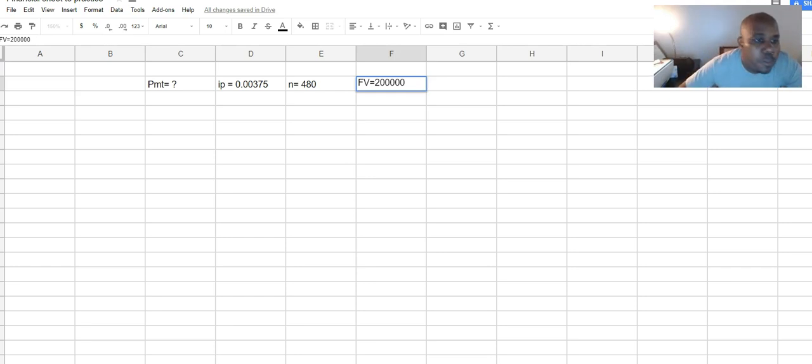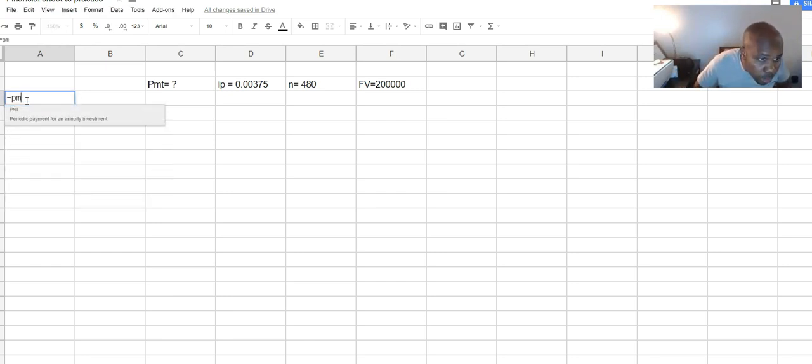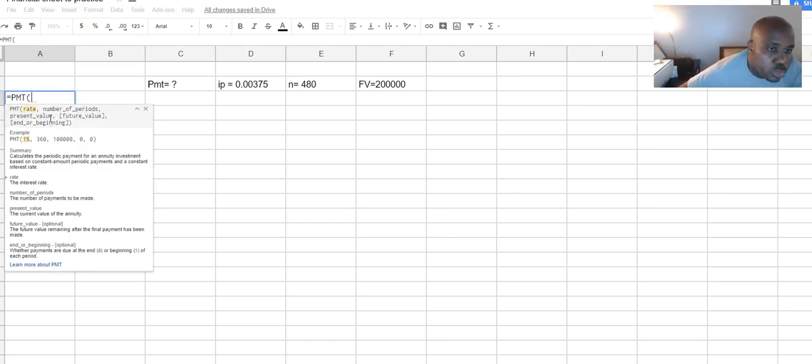So from there I can call the formula for payment. Let me see if I have it in the system. The formula for payment, let me put an equal sign. Let me put PM. Yeah, I got it, periodic payment. They are asking me for the rate, which is the monthly interest, so it's going to be 0.00375, and then a comma. Number of periods, I know this is 480.